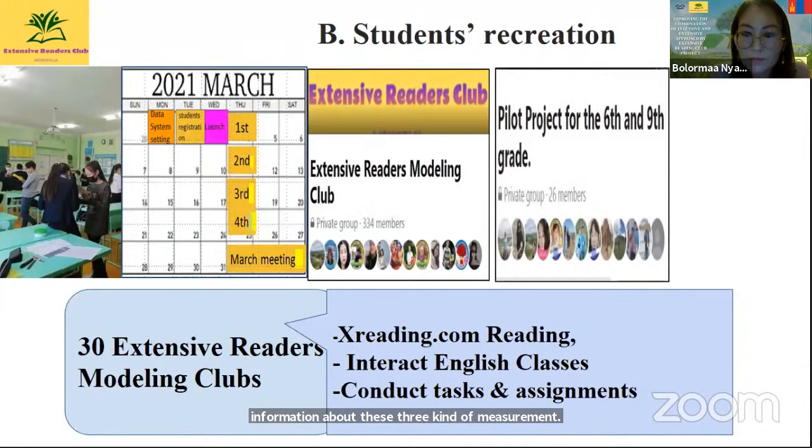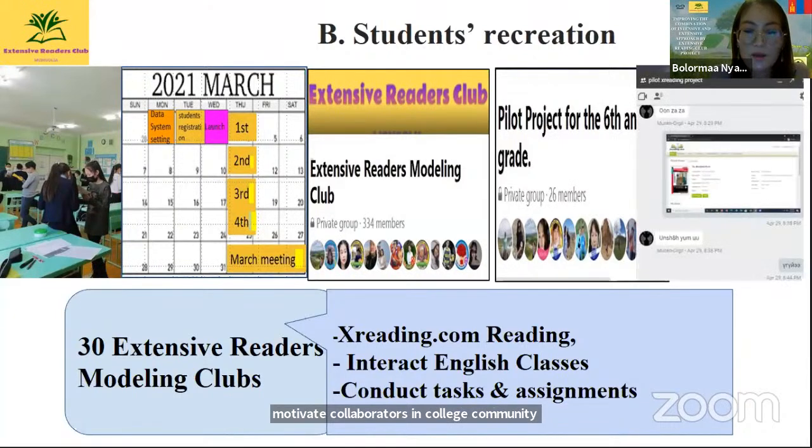Here you can see how we created a Facebook group to motivate club readers, encourage communication, and share ideas and experiences. Also, each data analyst created a Facebook group by grades. And we are having online Xreading clubs using Zoom or Google Meet with the students.